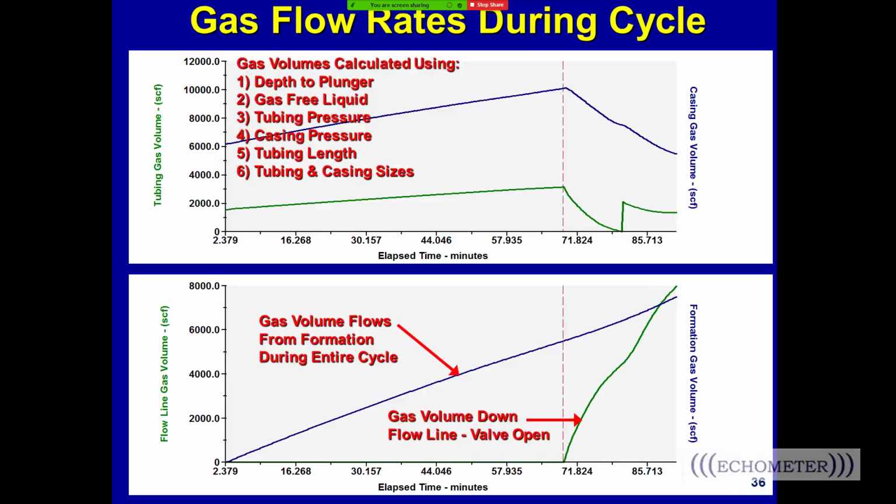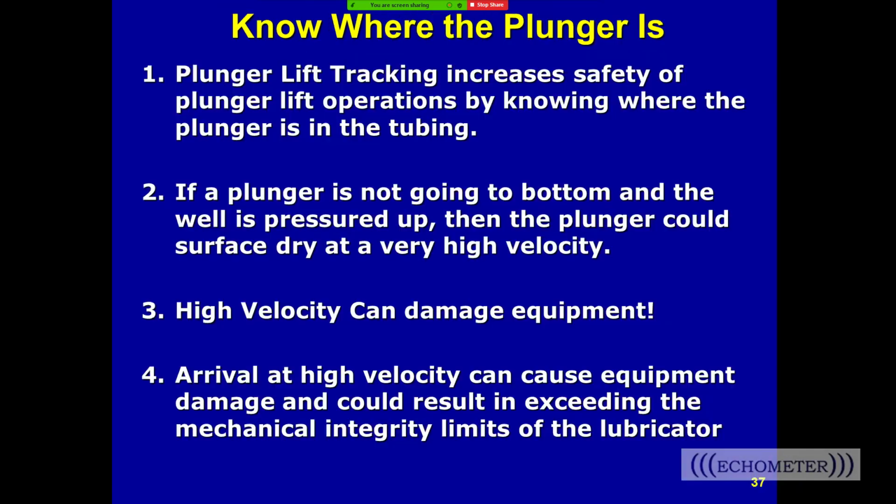Now, this slide shows us that we use the tubing pressure and casing pressure to calculate the gas volumes. And so this is the gas. In blue is the formation gas flowing into the well, and the green is the gas that goes down the flow line. And sometime in the future we'll include a discussion on this with the Fossenthal presentation.